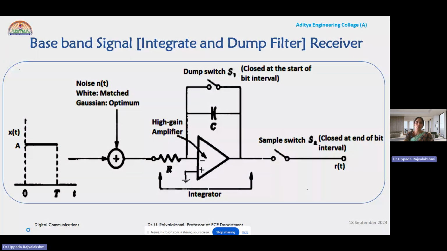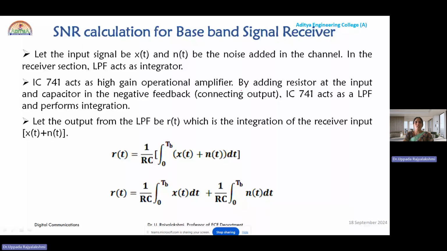Let us go through the calculation of output SNR. Here, the input signal is x of t and the input noise is n of t. Both are added in the channel and applied to the receiver. Here, the low pass filter acts as an integrator. Let the output obtained at the low pass filter be r of t, which is nothing but the integration of the input to the low pass filter. What is the input to the low pass filter? x of t plus n of t. Here 1 by RC, or 1 by tau, where tau is the time constant, is the integration factor. So r of t equals 1 by RC integral 0 to T_B of x of t plus n of t into dt. This is the input of the low pass filter.